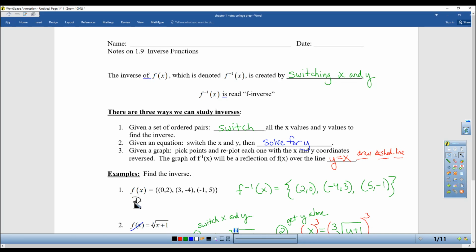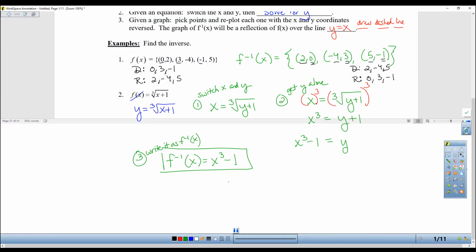In this one, the original, the domain is 0, 3, and -1, the x values. Remember, domain is everything that x can be. And the range is 2, -4, and 5. But now for the inverse function, the domain is 2, -4, and 5. And the range is 0, 3, and -1. See how they switched? Let's do the same thing for number 2.